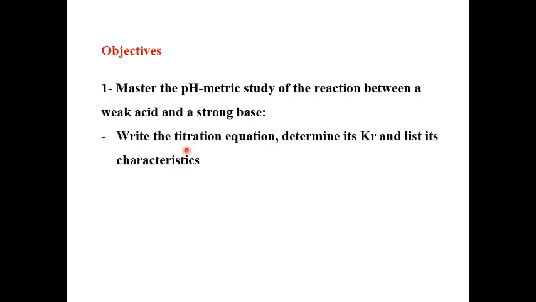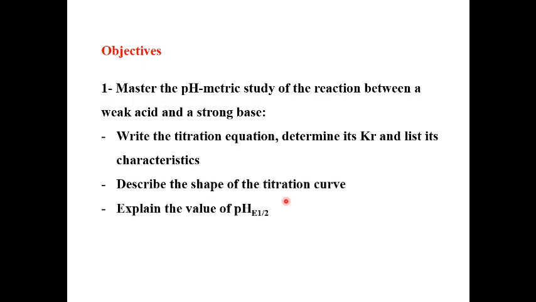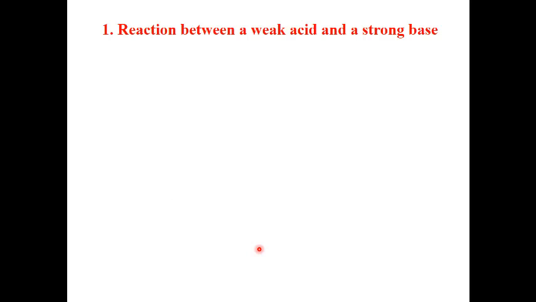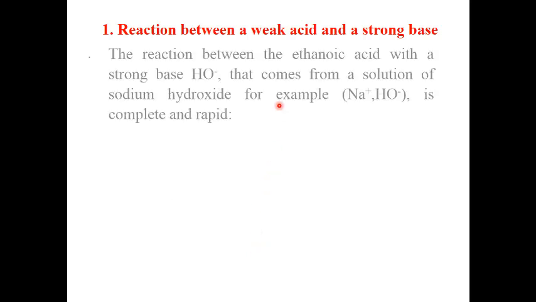The first one is to write the titration equation, to determine its Kr, and to list its characteristics. Then, you have to describe the shape of the titration curve that will be obtained. And you have to explain the value of pH at half equivalence. It's something new, this term. You will understand it after a while. And you have to explain the value of pH at equivalence. So let's start first of all with the reaction between a weak acid and a strong base.